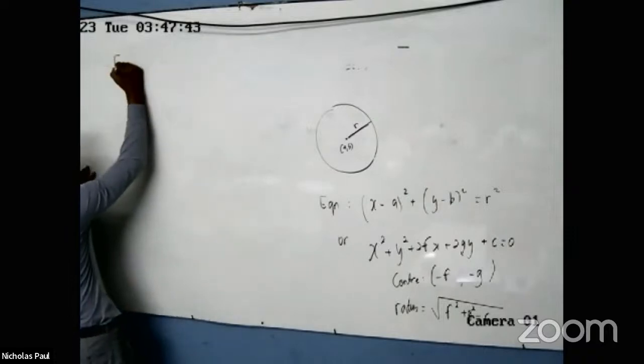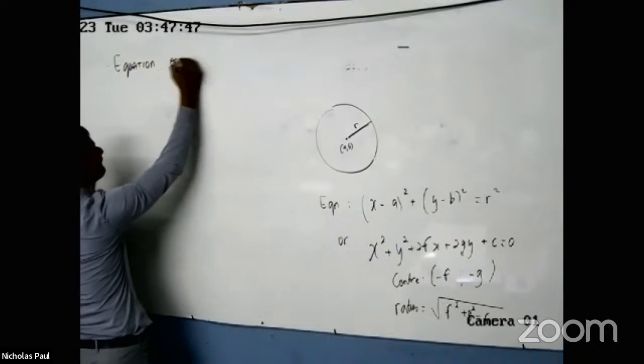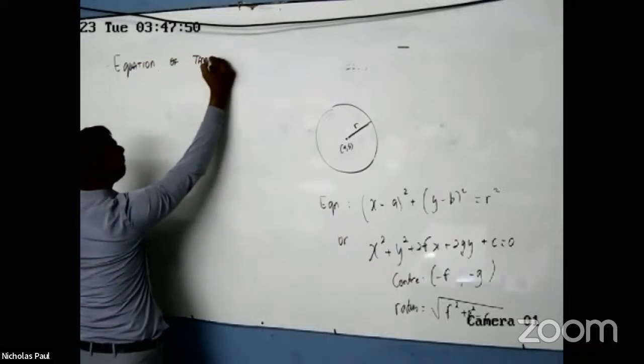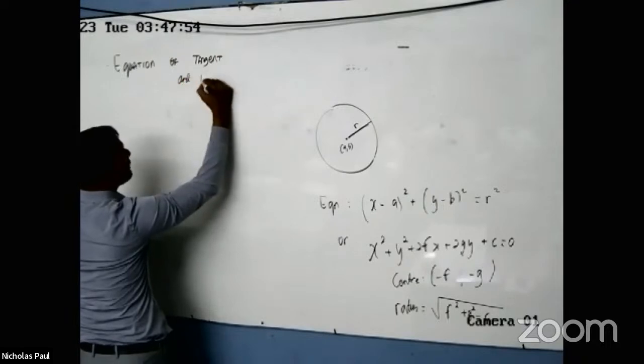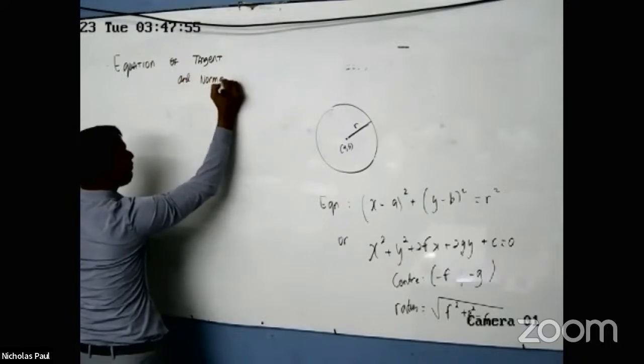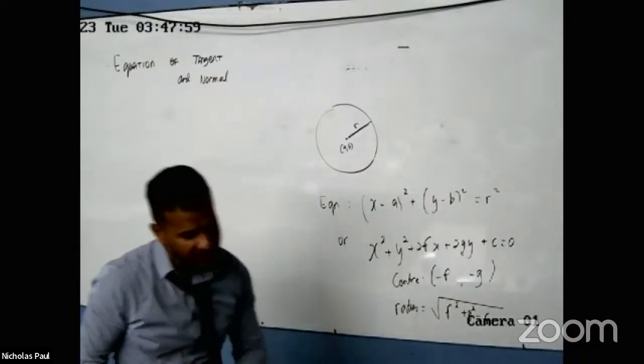All right, so today we're looking at the equation of tangent and the equation of the normal. So we're looking at the equation of a tangent and the equation of a normal, right?